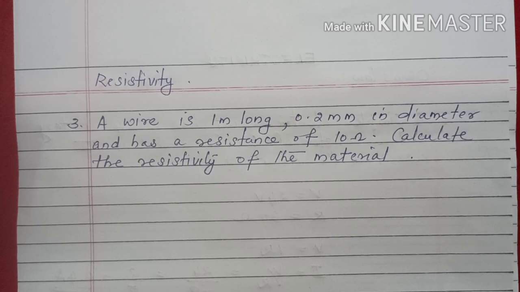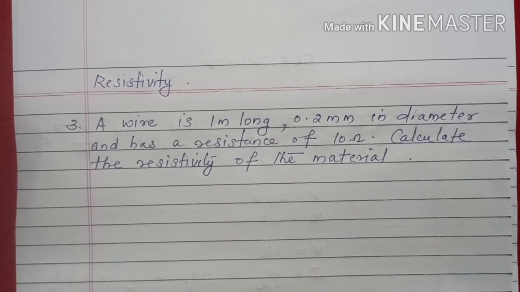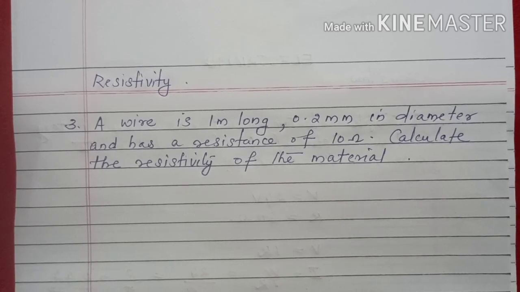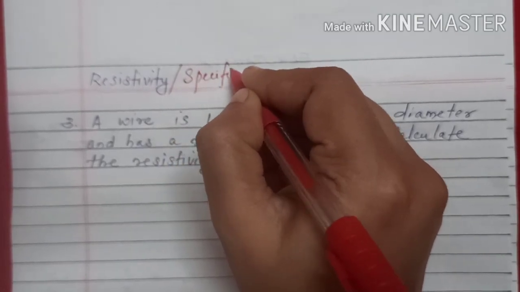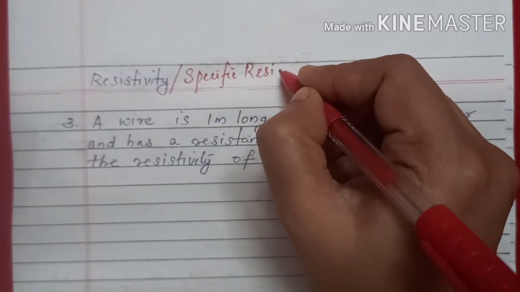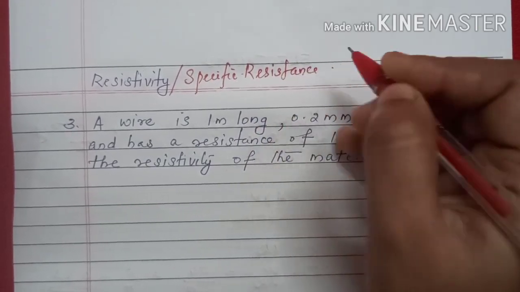This is based on the physical quantity resistivity. You may know this resistivity as specific resistance. Resistivity is also known as specific resistance. So what is resistivity or specific resistance?